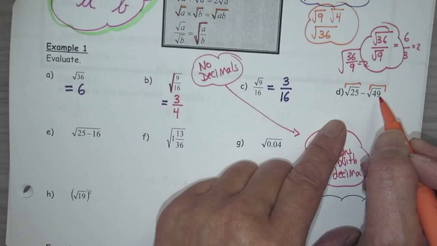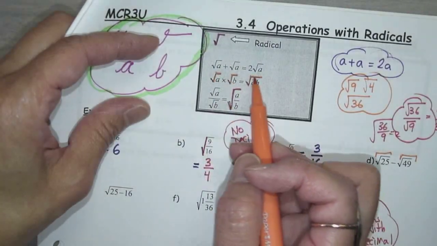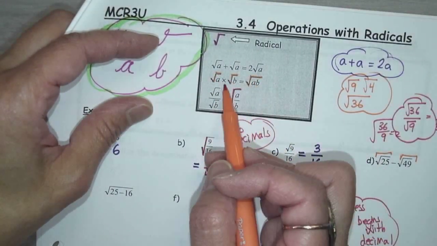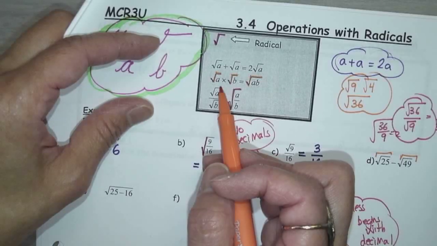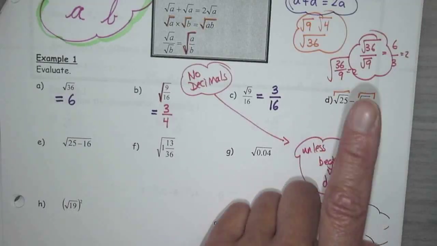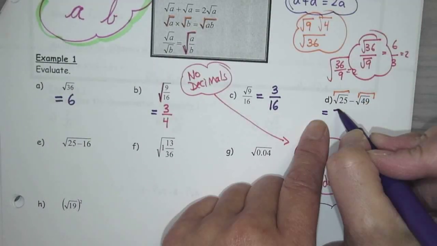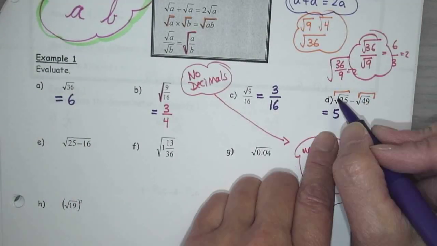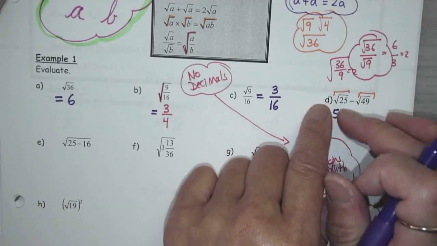Don't do 25 minus 49. So this is not the case where you can make it a big line. The only time we could do that was with multiplication. Okay, so not all together. So this is 2 separate with a minus in between. So do them separately. So this will be 5 with a minus in between. It works like a bracket. Bracket, bracket with a minus in between.